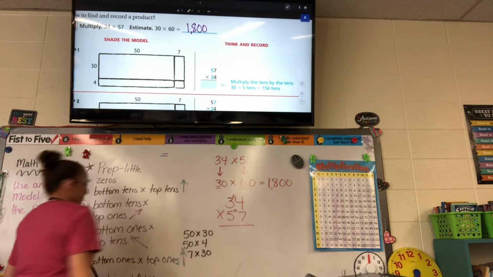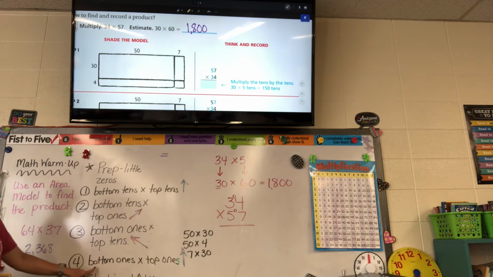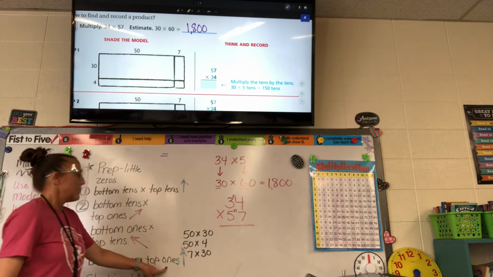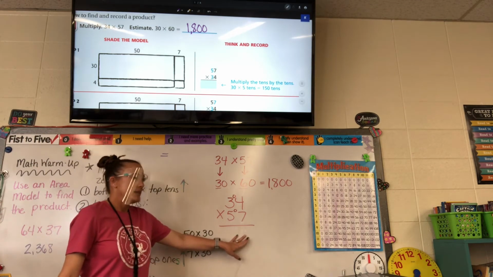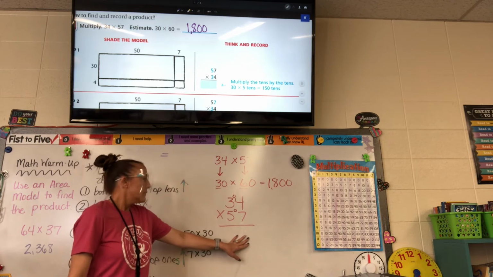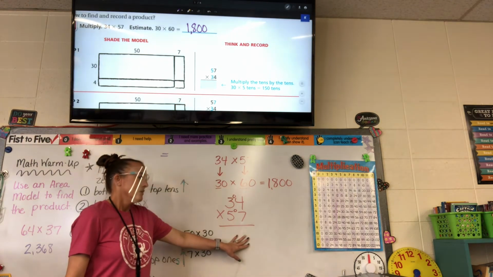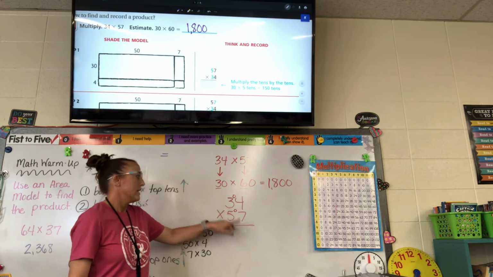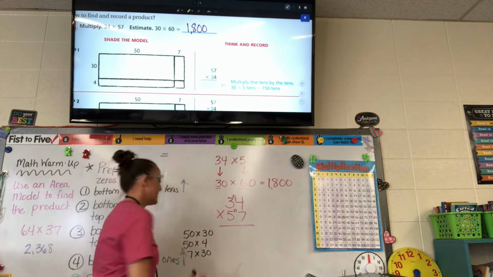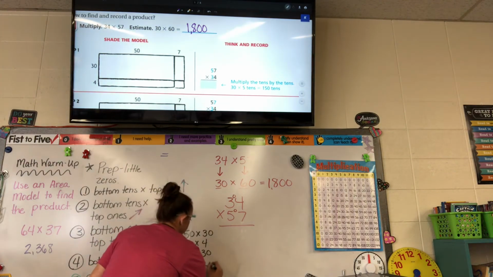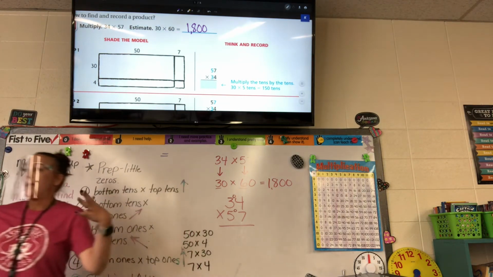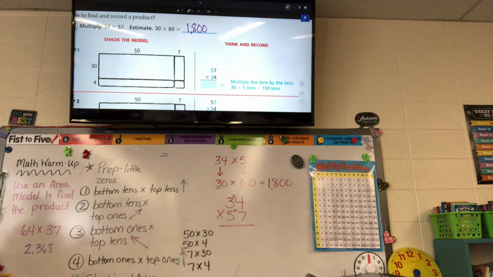And then the fourth step, Julie, is the bottom ones times top ones. What's in the bottom ones place? 7. And the top ones? 3. 30. That's not the ones place. 4. Ones place. 7 times 4. Okay. Now that we have the 4 equations, Brenly, now we're going to start solving.